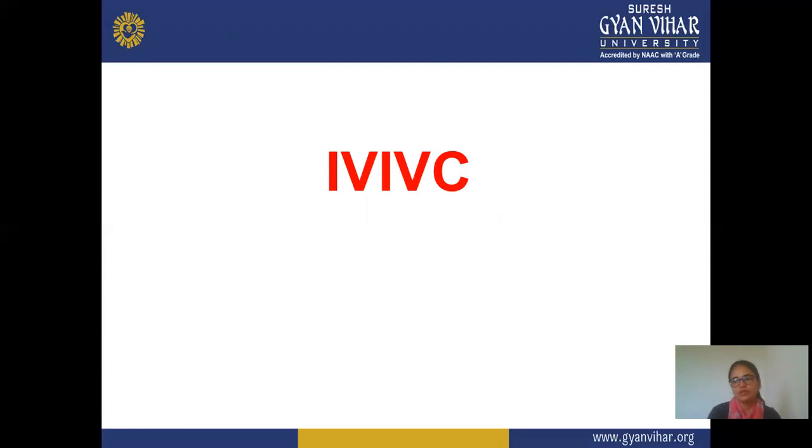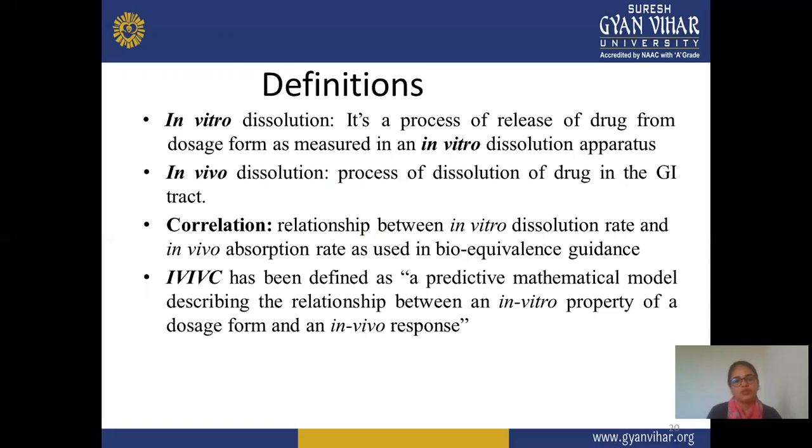Now we will start IVIVC, in vivo in vitro correlation. Definition of in vivo in vitro correlation: in vitro dissolution is the process of release of a drug from a dosage form measured in a dissolution apparatus. Means in vitro, you majorly check the release mechanism with the help of dissolution apparatus. And in vivo dissolution is the process of dissolution of a drug in the GI tract, means how much drug is released in the GI tract. And correlation is the relationship between in vitro dissolution rate and in vivo absorption rate as used in bioequivalence guidelines.